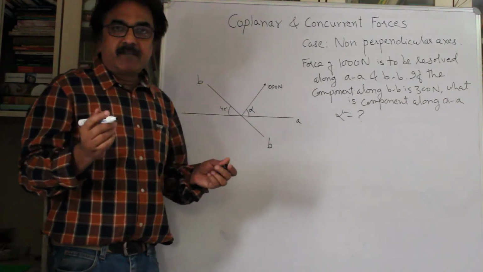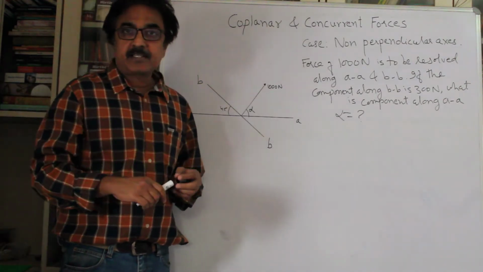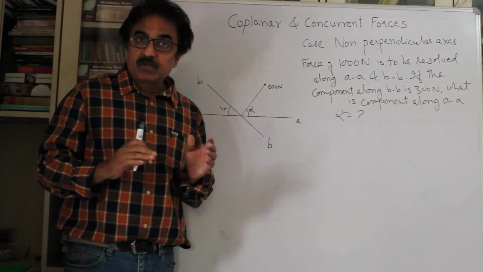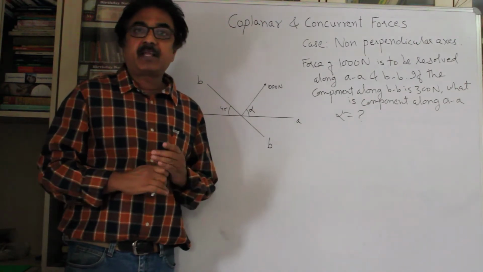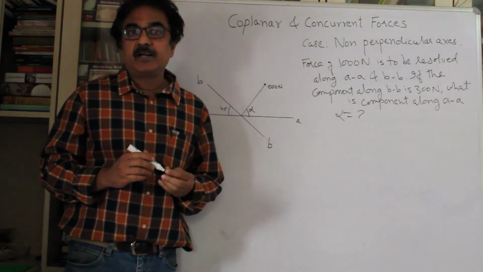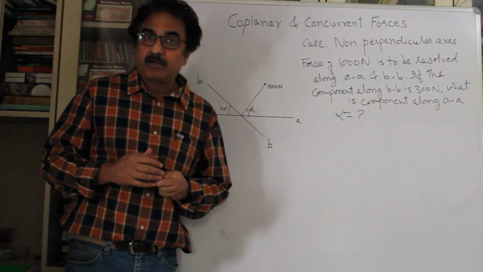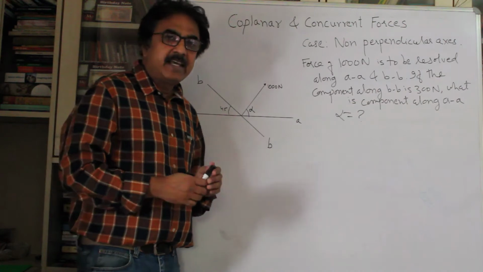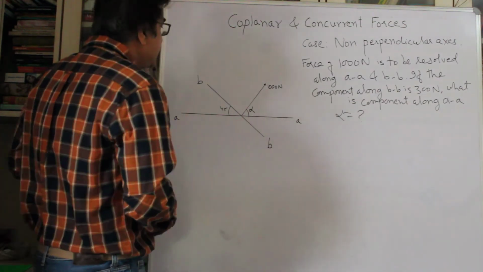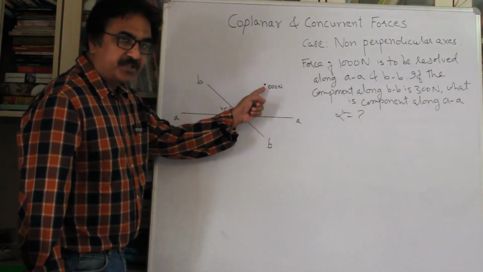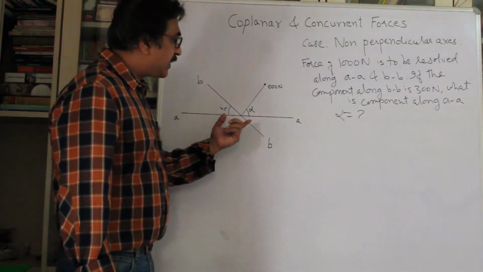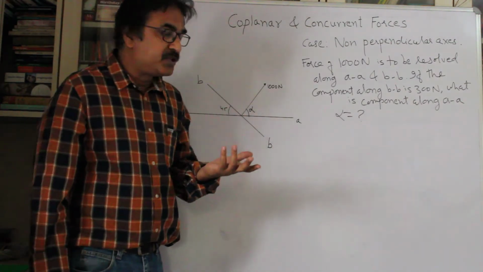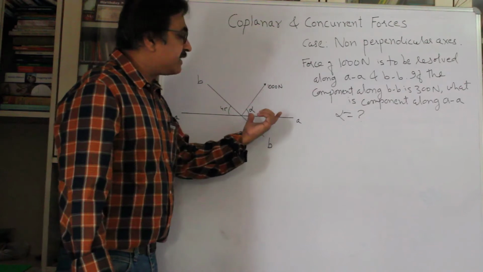See, as I said during the last problem, whenever we want to resolve the force along non-perpendicular axis, you should invoke the law of parallelogram of forces, and you can complete the parallelogram, and it's fairly easy because in this case what you are given is the force, and we know that there is force along AA and BB. We don't know the magnitude, so we can't take a scale and just mark it.